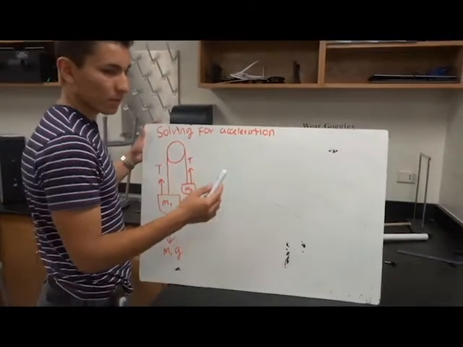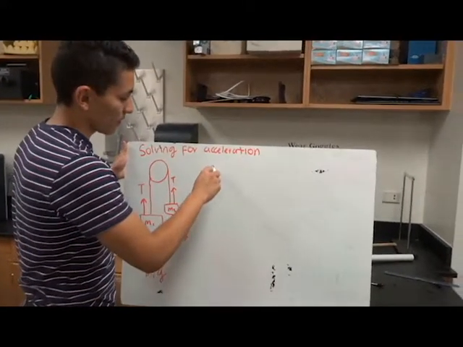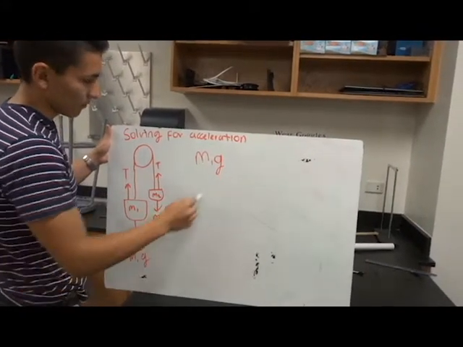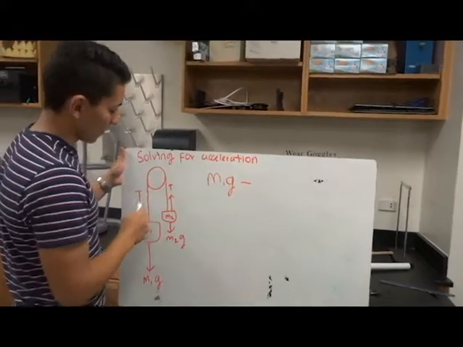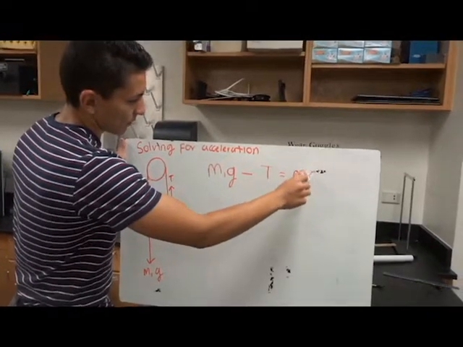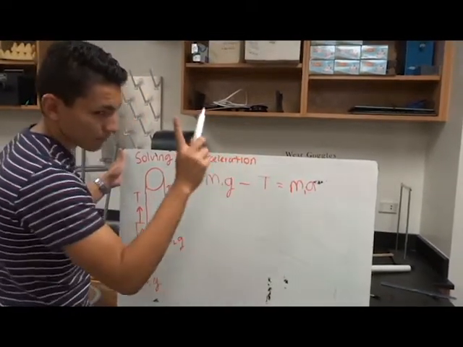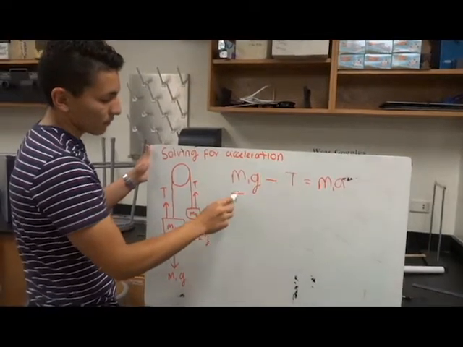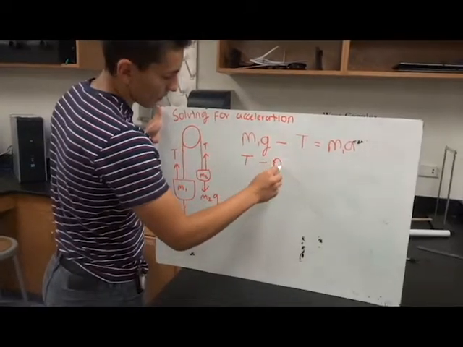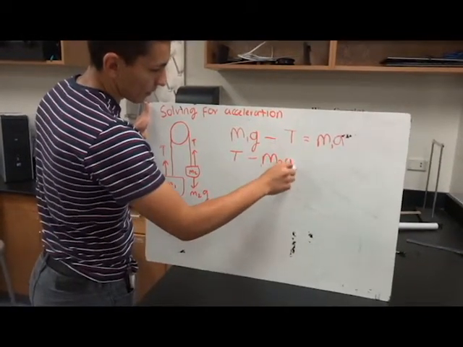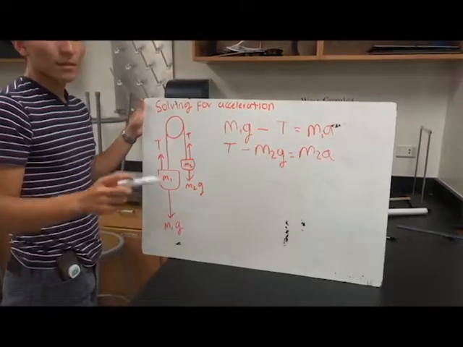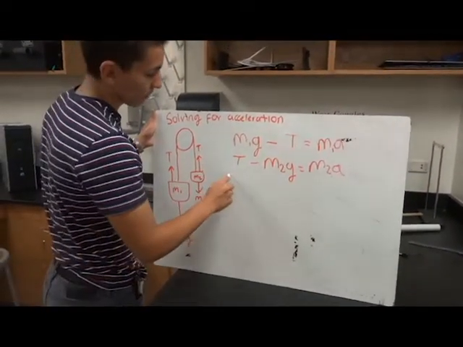Alright, so first we want to solve for tension. To do that, we take the mass of block 1 times the gravity. Then you subtract the tension to get the mass times the acceleration, mass 1. Then you also have the tension from this one. You're going to subtract it from the mass of the second block times gravity. That's going to equal the mass of the second block times acceleration. Now we can solve for tension.